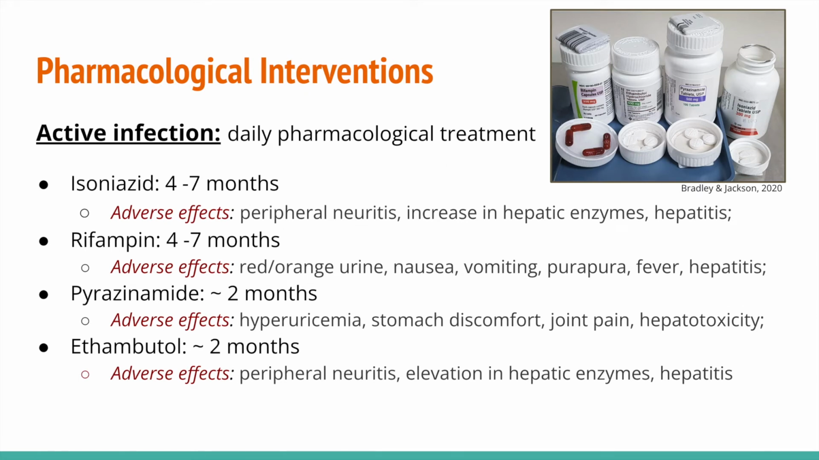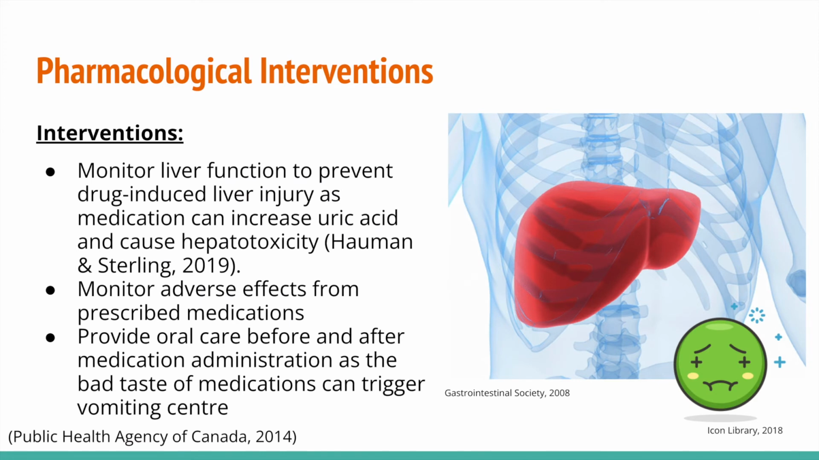The gold standard treatment for active phase tuberculosis involves the following 4 medications: isoniazid, rifampin, pyrazinamide, and ethambutol. Both isoniazid and rifampin are taken for approximately 4 to 7 months, whereas pyrazinamide and ethambutol are administered for about 2 months. One of the major complications associated with anti-tuberculosis medications is drug-induced hepatotoxicity. Therefore, close and ongoing monitoring of liver function is required. This will be covered in further detail later in the presentation.